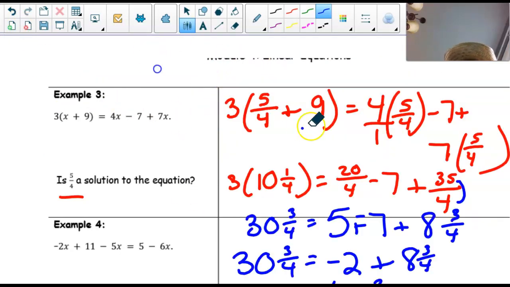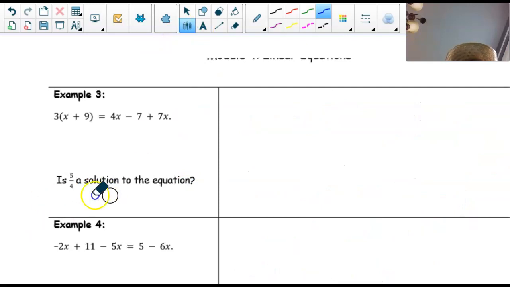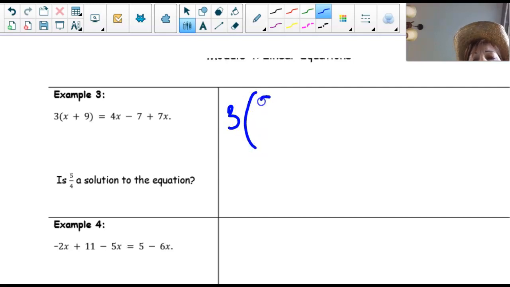Whoa. Let's look at the next one. Now, the only thing different here is we have a fraction. So you can go ahead and stop it if you want. If not, you can do the problem along with me. So 3 times 5/4. Whoops. The parentheses in the wrong place there. Plus 9. I won't change my colors this time.